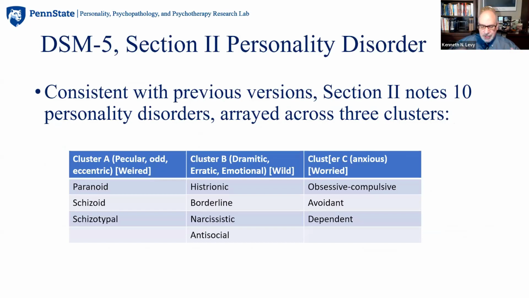In different versions of the DSM, there might have been additional personality disorders that were considered or even utilized, but in the most recent version, there are these 10 that you see here arrayed across what's called cluster A, cluster B, and cluster C, with cluster B being where we're going to focus, and we're going to focus on this disorder called borderline personality disorder.